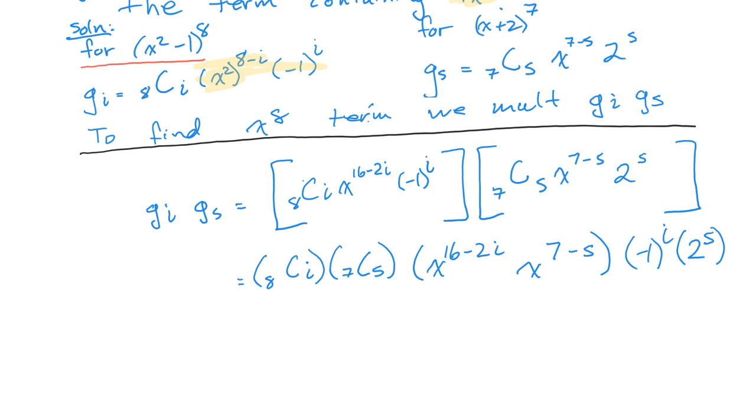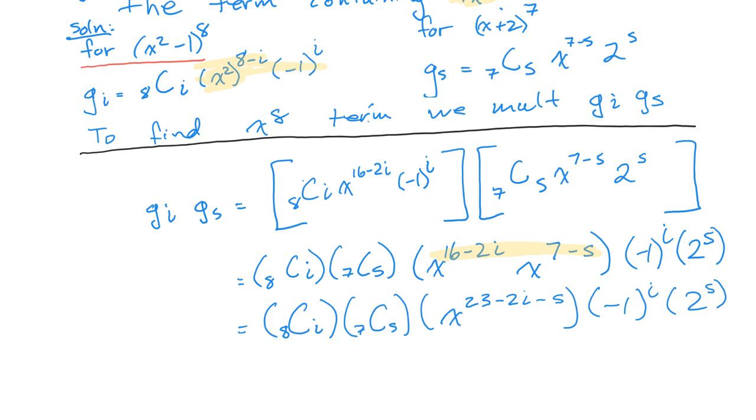So the next thing that we have to do is we have to literally just combine our exponents. Anytime we multiply two exponents, we add them. So now you end up with this expansion where you have x to the 23 minus 2i minus s, negative 1 to the i, times 2 to the s. Now, this is our basic term for our expansion.